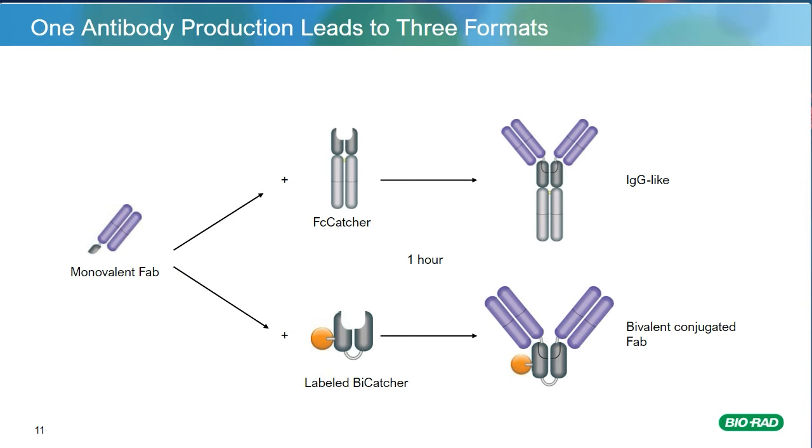The unique clones from our CAR-T project were expressed as monovalent Fabs with a small SpyTag. These were then coupled into the required downstream formats, and those were an FC catcher with a human FC creating an Ig-like molecule, and a labelled bycatcher creating a bivalent conjugated Fab with a label of interest.